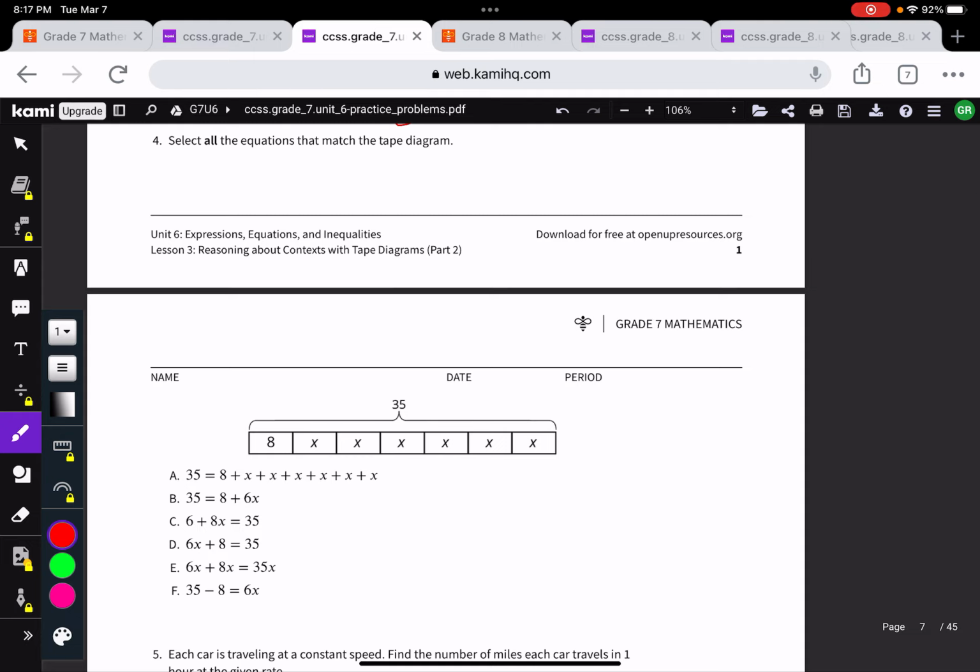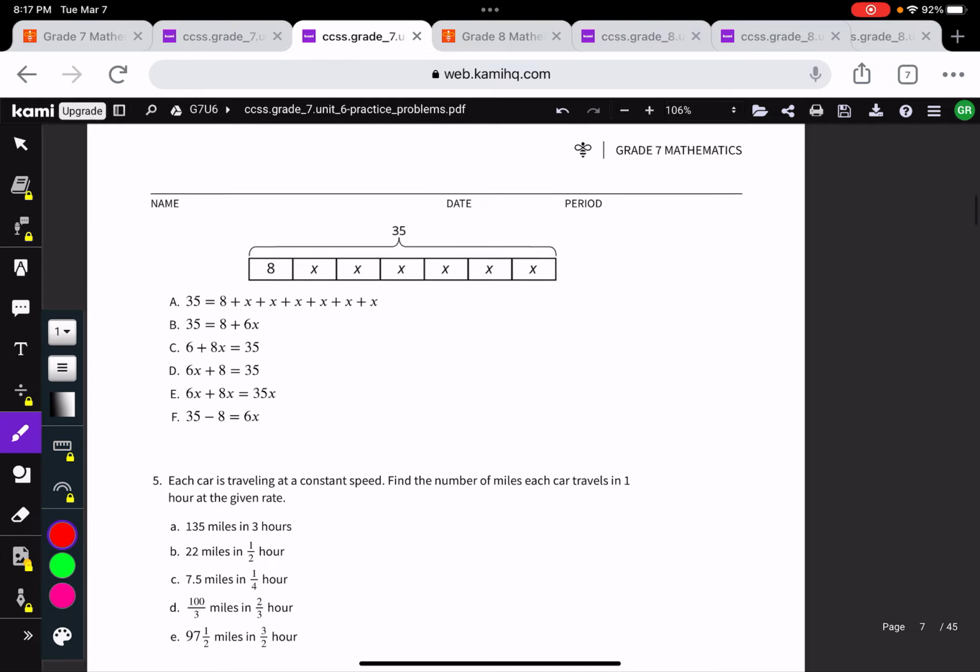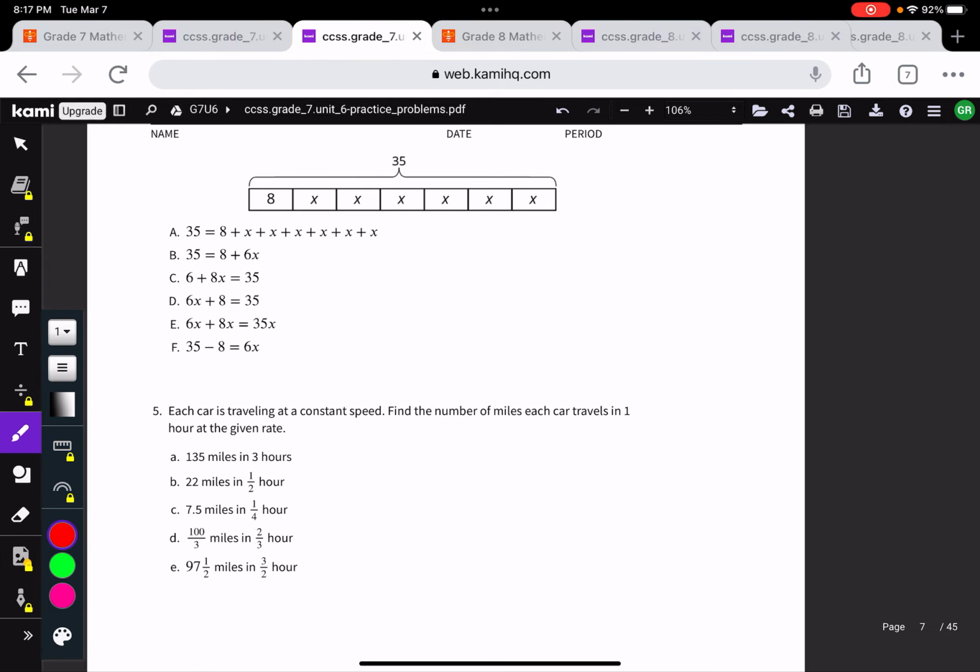Number 4, select all the equations that match the tape diagram. So I can see 1, 2, 3, 4, 5, 6 x's and an 8 equal to 35. Boom, that's the first one. Next one, 1, 2, 3, 4, 5, 6 and an 8. Boom. 6 x's and an 8 is equal to 35. There's another one. And is that the only one?